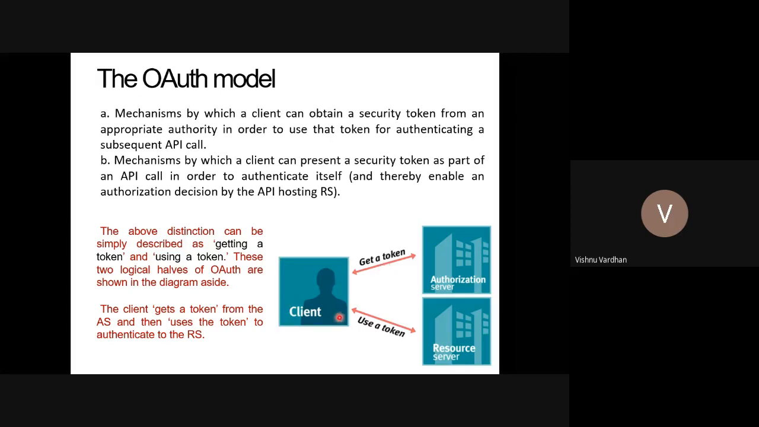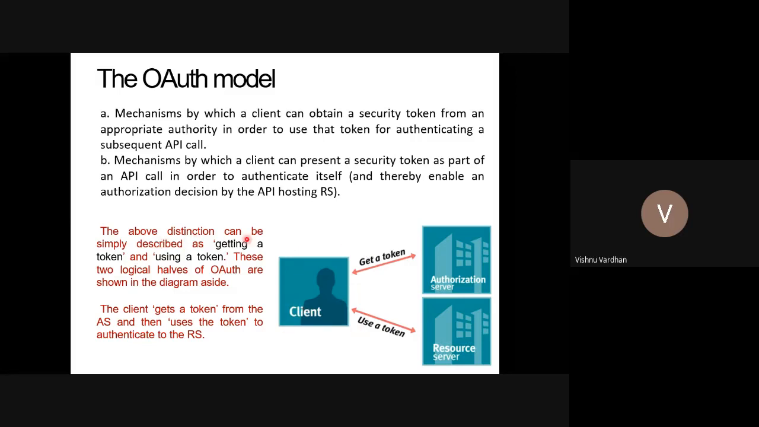Then he uses that particular token, and accordingly he will make a request to the resource owner, which can be Google or any other resource provider, so that the resource server will give back the required information. So this is how the authorization model works, with a diagrammatic overview.